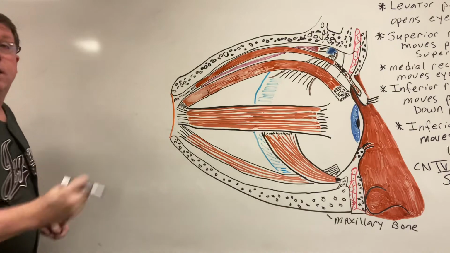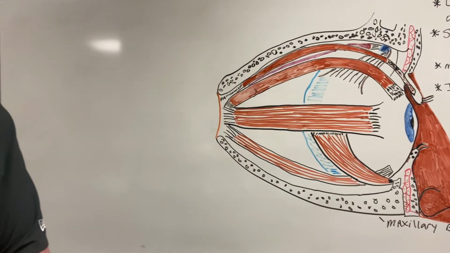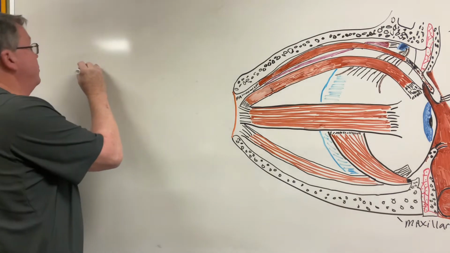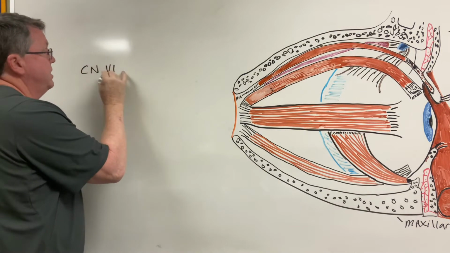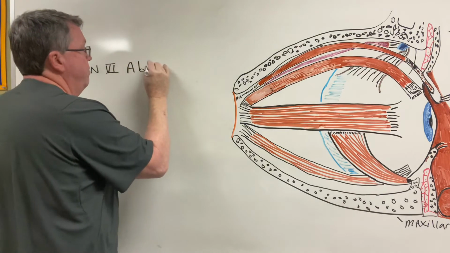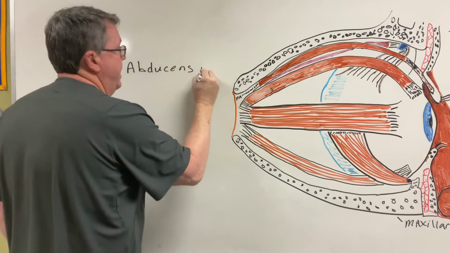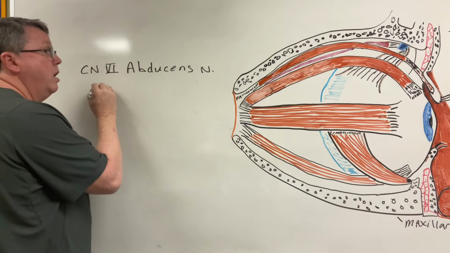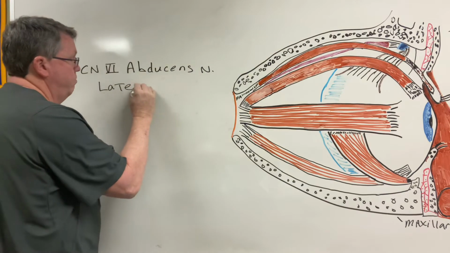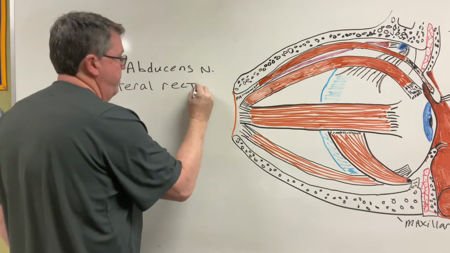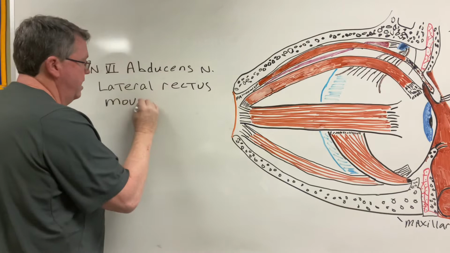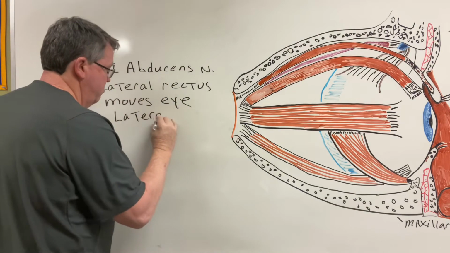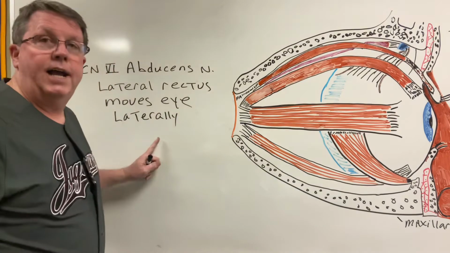Okay, so let's go over here just a little bit. And I'll try and avoid that glare right there. So I'm going to have the abducens nerve, cranial nerve number 6 is the abducens nerve. And again, this one's all motor. It controls the lateral rectus, and it moves the eye laterally. Okay, it's going to move the eye laterally.